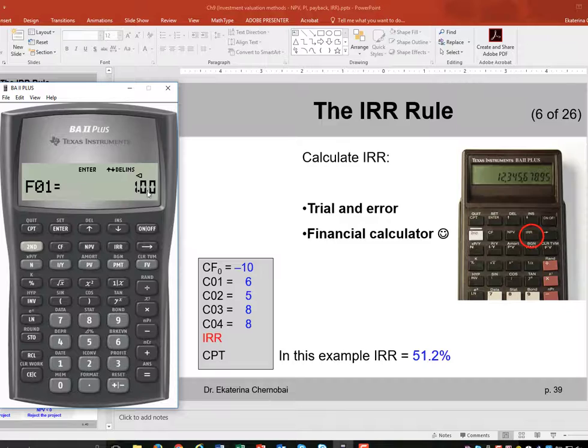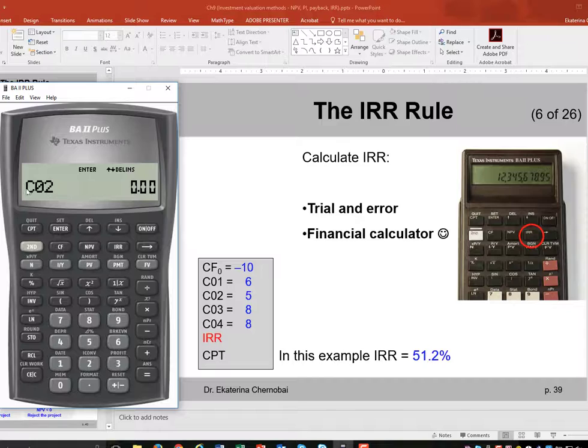The default is 1, and that's also the case in our example, because $6 is not repeated in the second year. It's only once in a row. So we leave the frequency as 1, and you can either save it by pressing enter and then you press the down arrow key, or you can immediately press the down arrow key because 1 is the default number. So I'm pressing the down arrow key.